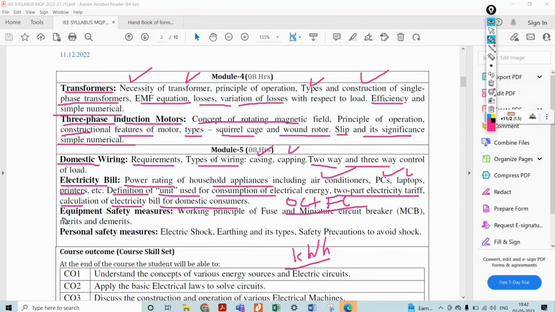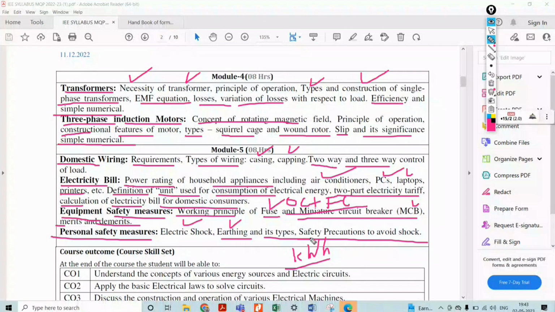Then equipment safety measures, that is the working principle of the fuse and the miniature circuit breaker, MCB. What are the merits and demerits of the fuse and the MCB if you are using them from the safety measure point of view. Then personal safety. What do you mean by electric shock? Then precautions against electric shock. Then what is earthing? What is the necessity of earthing? What are the types of earthing?